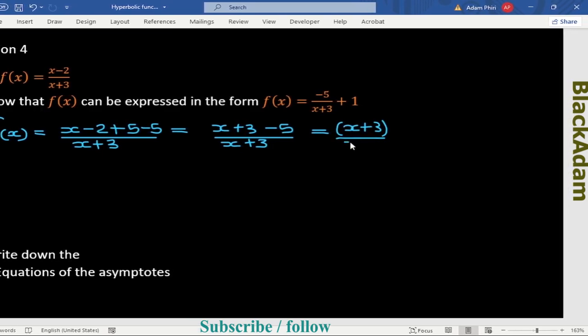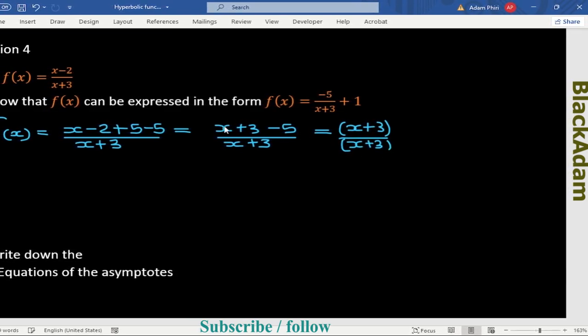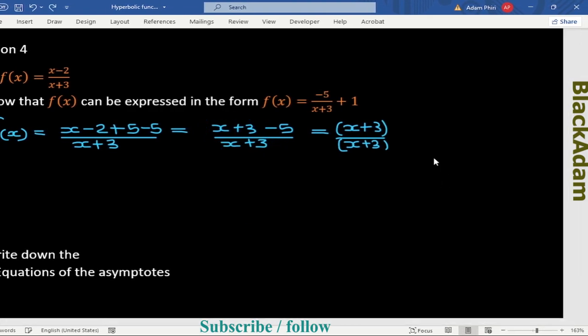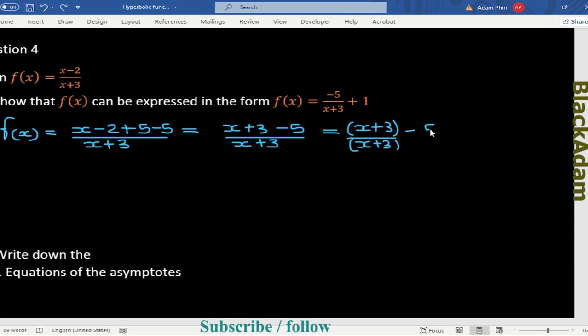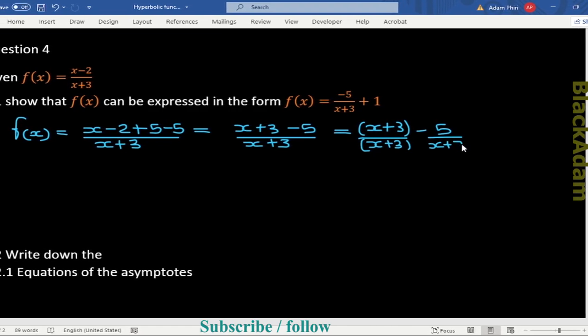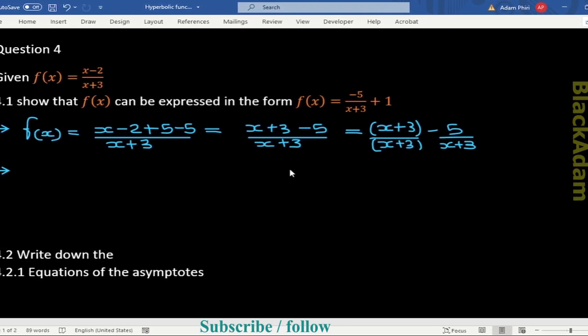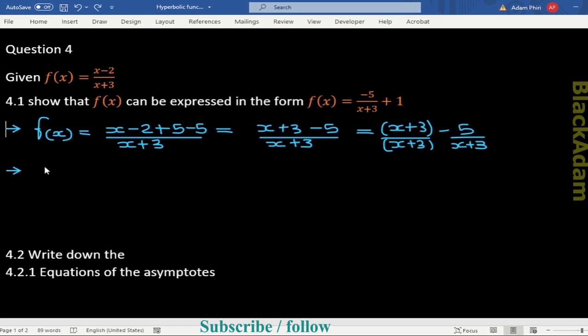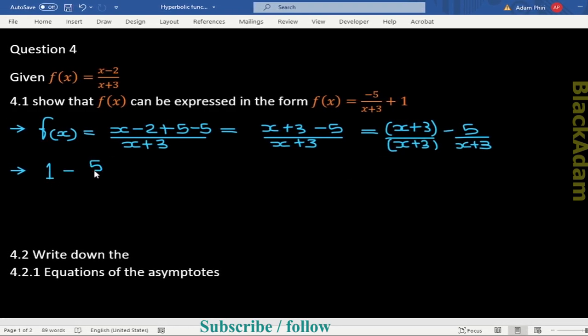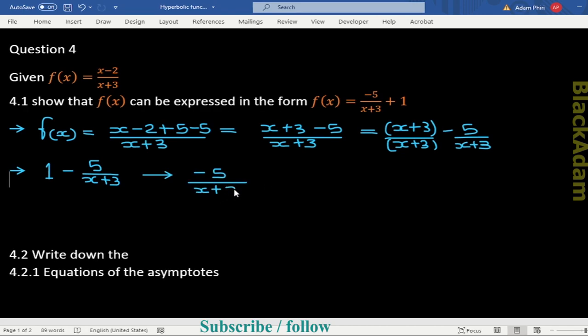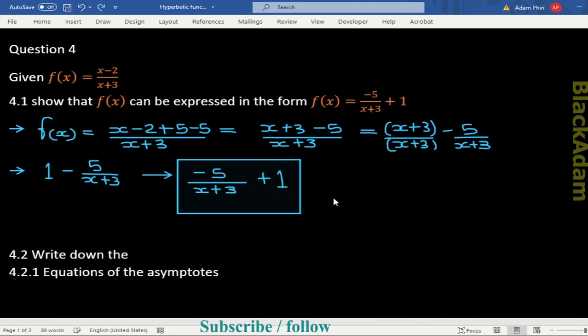So it's x plus 3 over x plus 3, and then we share the denominator, so that is going to be minus 5 over x plus 3. From there, x plus 3 over x plus 3 will give us 1, and then we have minus 5 over x plus 3. So we change the order of the terms, so it's negative 5 over x plus 3 plus 1. Now we can see that we have the asymptotes. So that is our answer for 4.1.